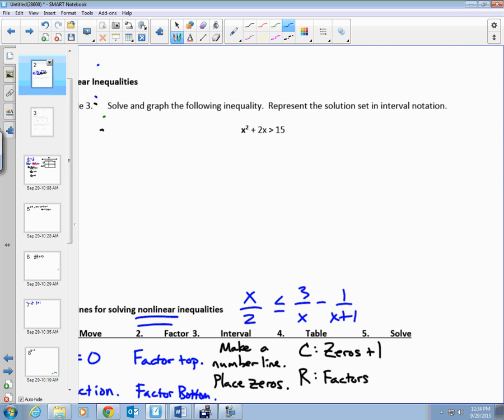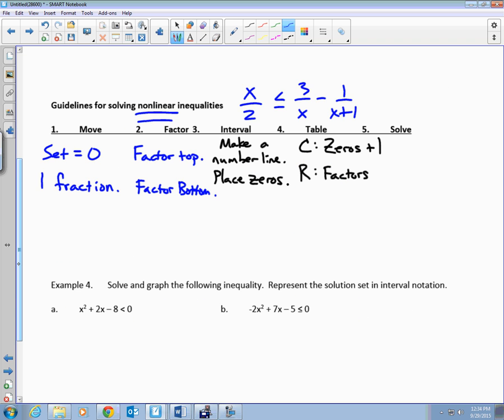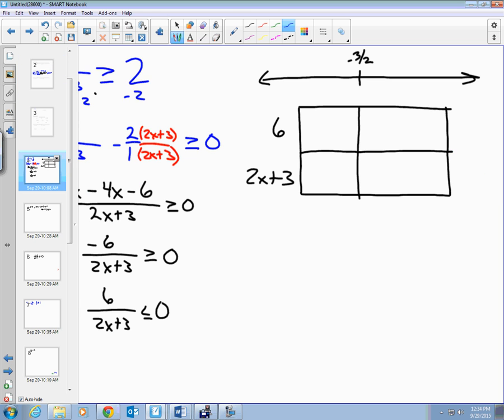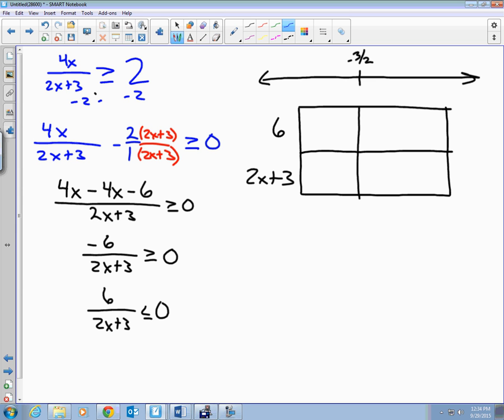The last thing we write down on this page is solve. You are going to test intervals for positive and negative. So somebody pick a number to the left of negative 3/2. Negative 3. So I'm going to plug in negative 3.